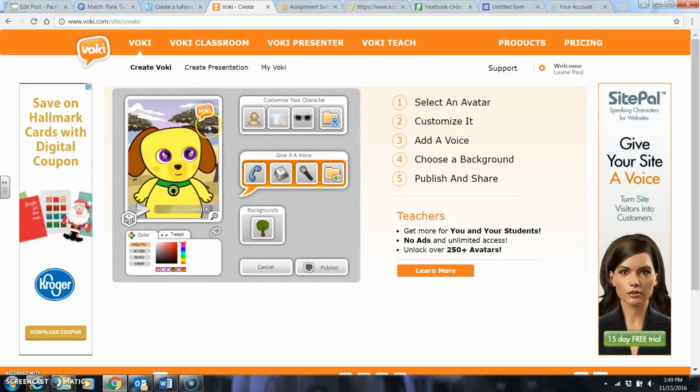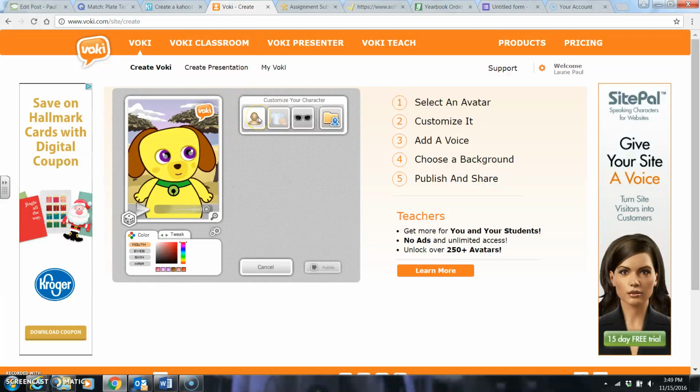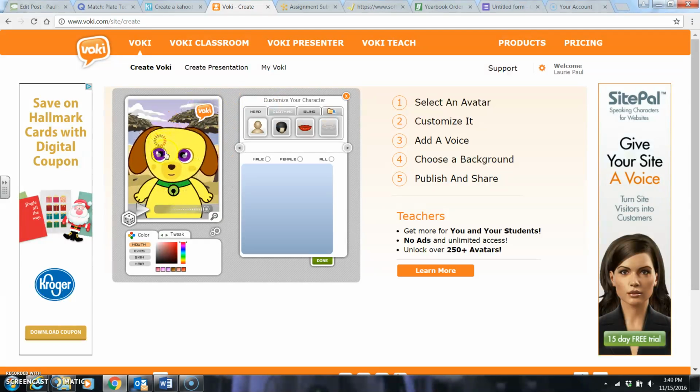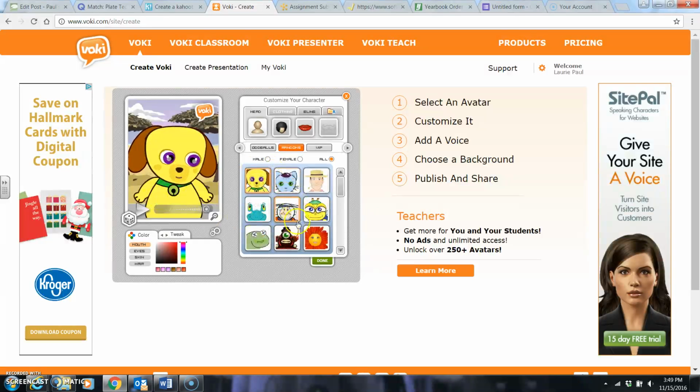It was really interesting to watch the students customize their Vokis because some went over the top, some were very, very simple. One problem I found, though, is that they spent more time on the Voki customizing it instead of the content.